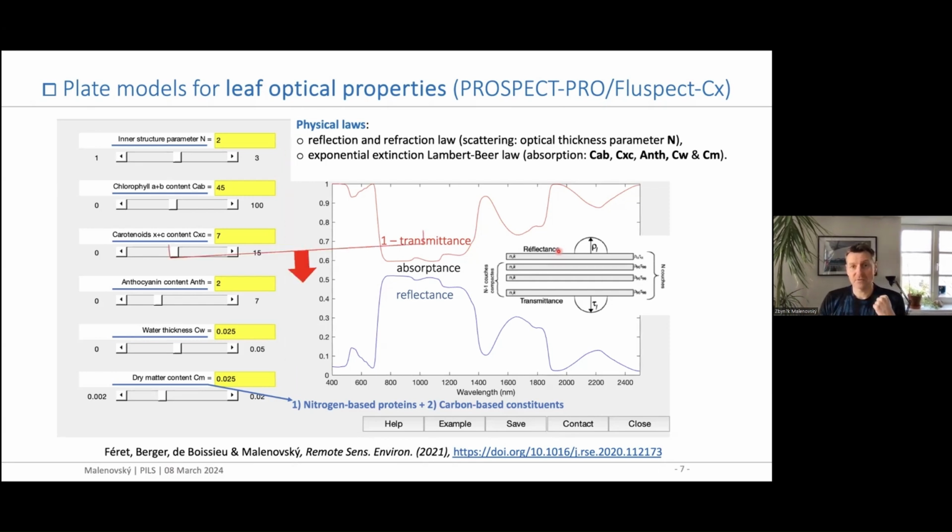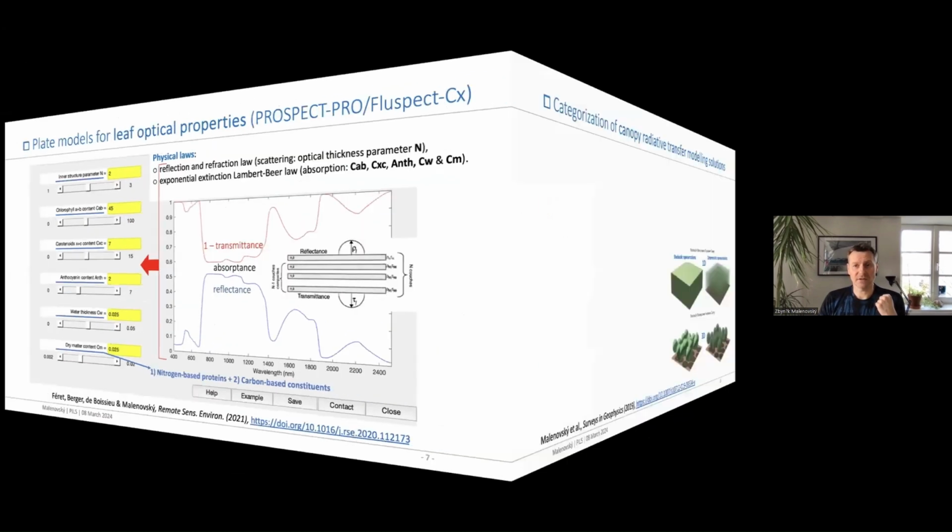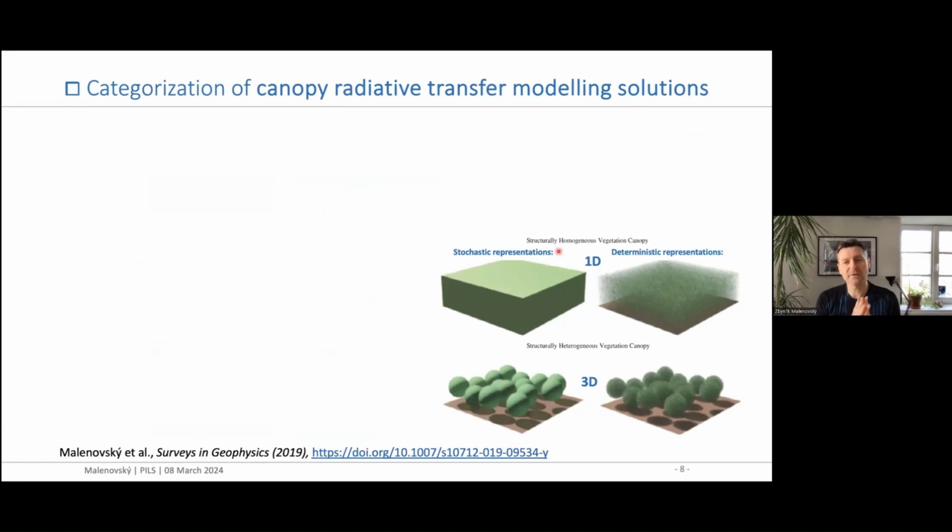The second step, which is needed, is actually taken at a canopy level. And for the canopy level, we have, again, as I already mentioned, one-dimensional or three-dimensional solutions, which can be either programmed for stochastic representation of the canopy. So that would be what we call a homogeneous turbid medium, or deterministic representation of the canopy, where we have the actual objects, actual leaves represented by geometrical primitives like triangles. So it can be meshed individual plants.